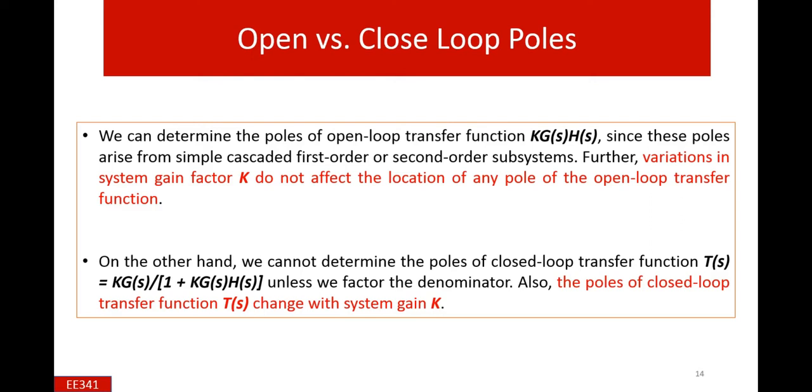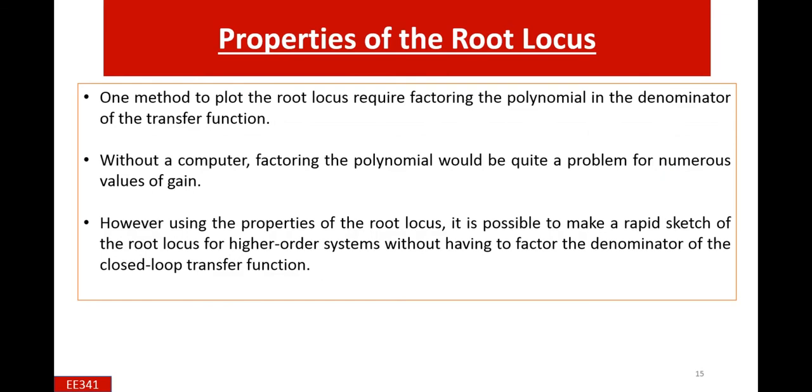And closed loop poles change when the value of k changes from some minimum value to some maximum value. So to plot the root locus, we need to factorize the polynomial in the denominator of the closed loop transfer function. If we don't have a computer or any machine, we are unable to factorize these higher order systems. We are able to analyze and solve first or second orders, but if these are higher orders, then we are unable to solve.